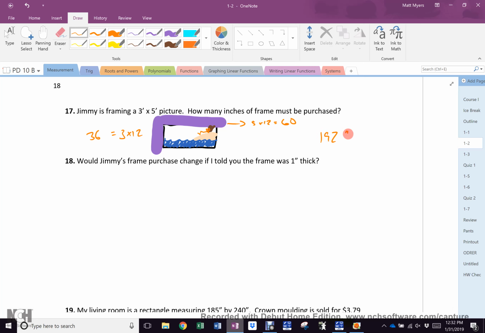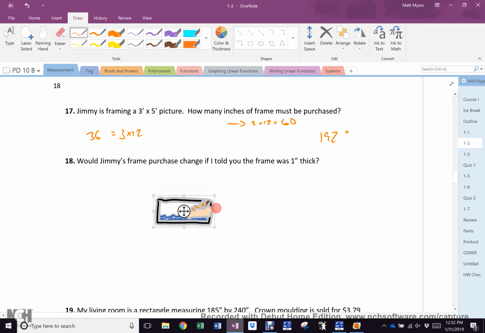In real life, does frame go around the edge of a picture? No, of course not, because it extends past the edge of the picture, doesn't it? In real life, the picture is this, which is a picture of me lying on a beach, leaning against a palm tree.